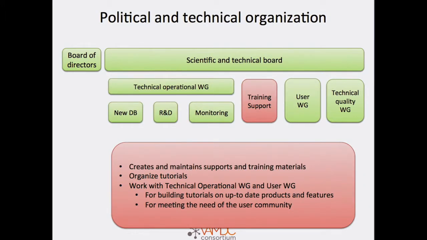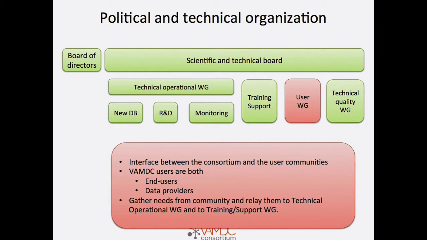The training and support working group creates and maintains support and training materials, organizes tutorials, and works with the technical operational working group and user working group for building tutorials on up-to-date products and features, and for meeting the needs coming from the user community. The user working group is the interface between the consortium and the user communities. We recall that the VAMDC users are both end users and data providers. The user working group gathers needs from the community and relays them to the technical operational working group and to the training and support working group.